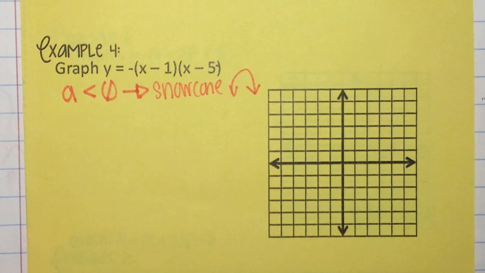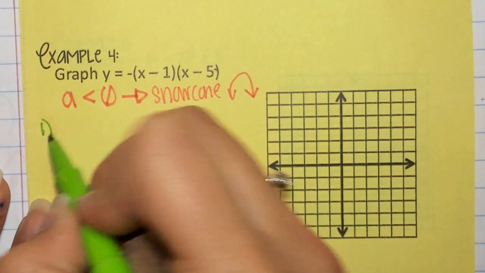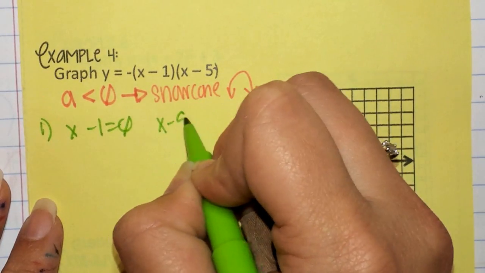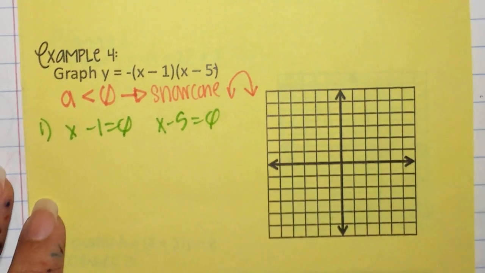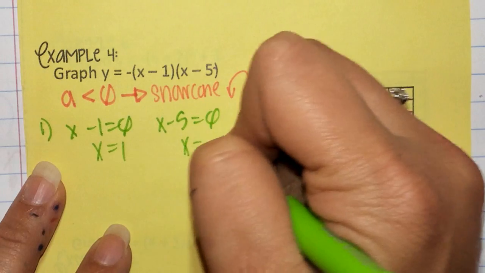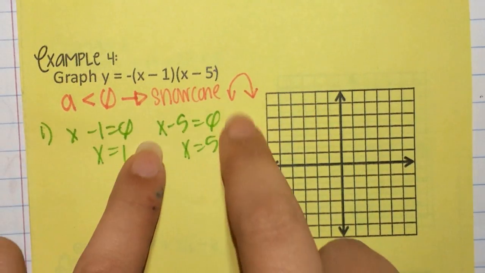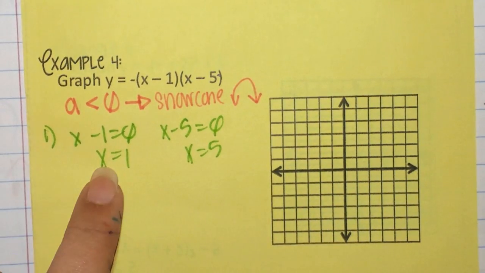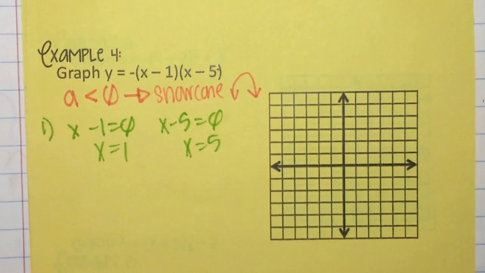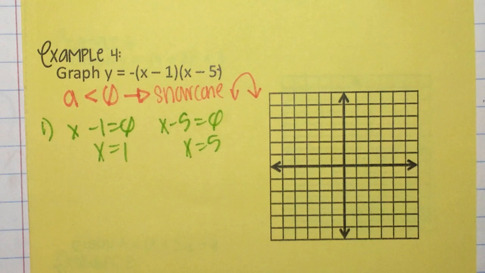But first, you still take your parts and set them equal to 0. So you would say x minus 1 equals 0 and x minus 5 equals 0. You really don't have to do that each time because it's always going to be the opposite of whatever's in the parentheses. So your x-intercepts are 1 and 5. So we don't do anything with that negative? Not yet.